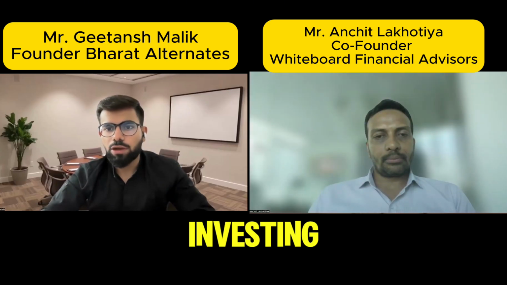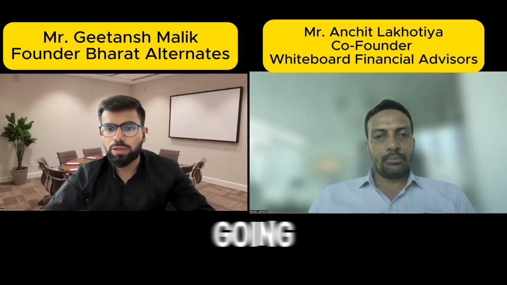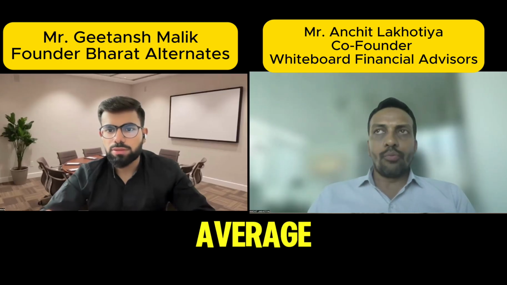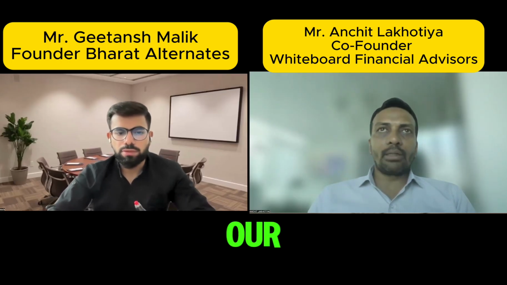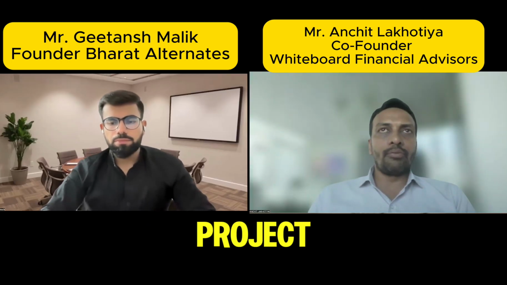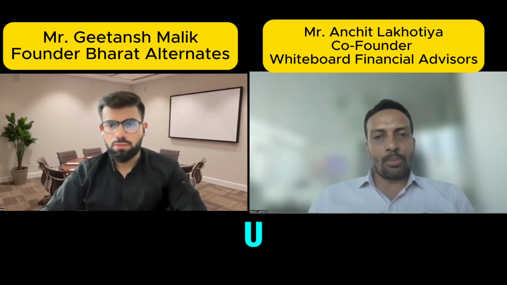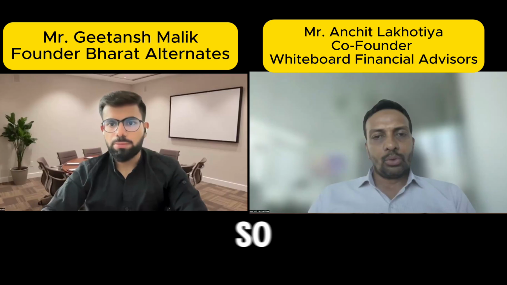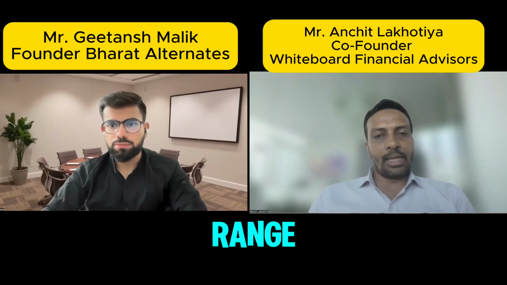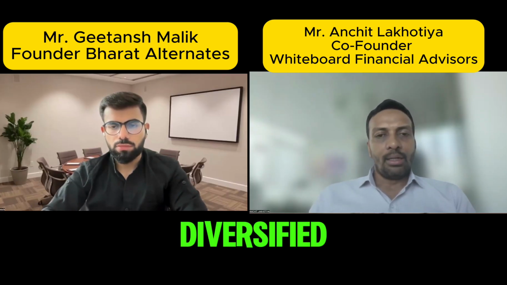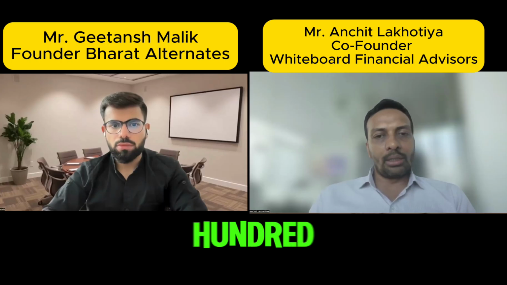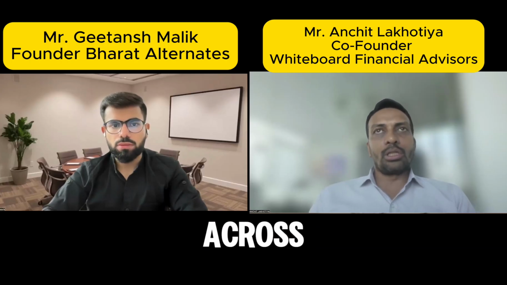One thing we particularly missed: your AIF invests in how many projects on average? On average, our concentration on one project will not be more than 15% of our AUM. So each particular project investment will be in that range. Yeah, so it is well diversified. For example, if we are investing 100 crores, it will be across 6 to 7 projects.